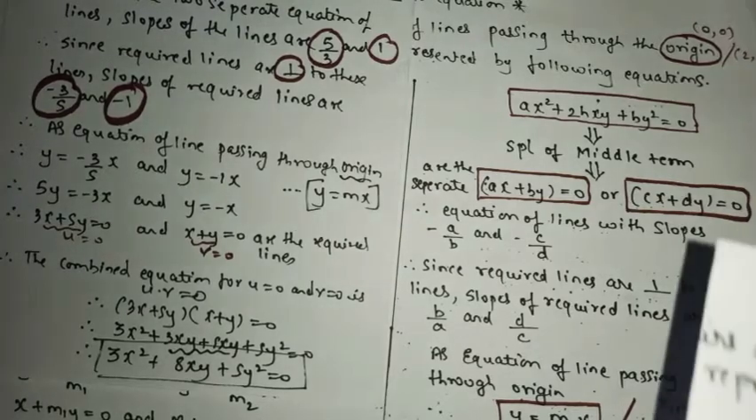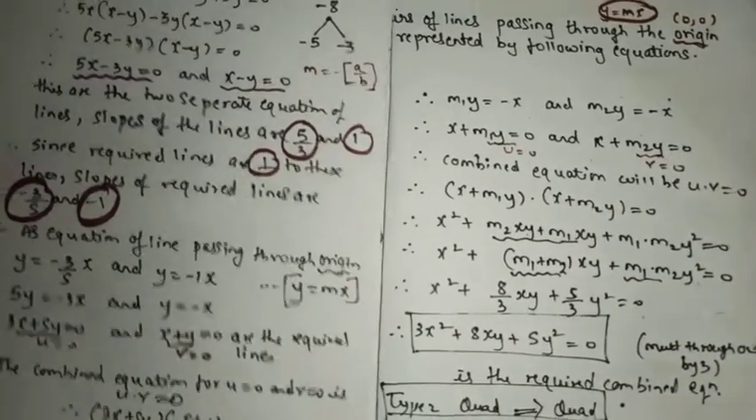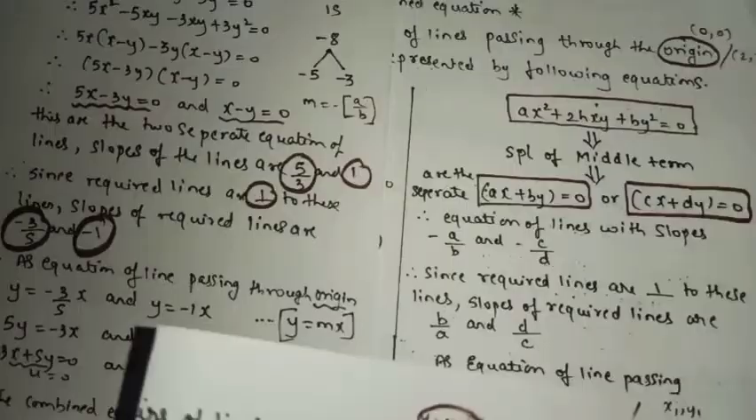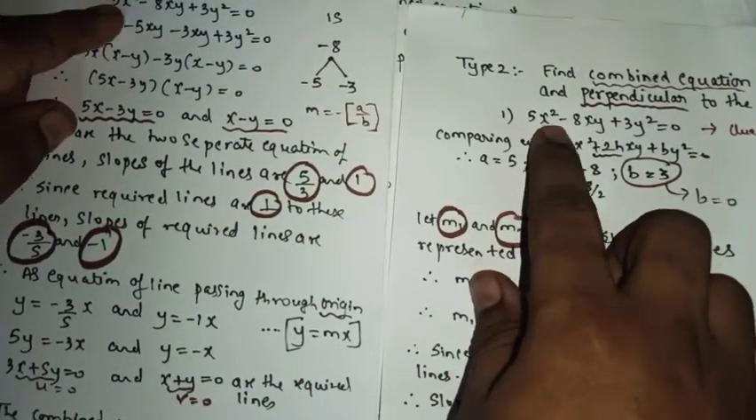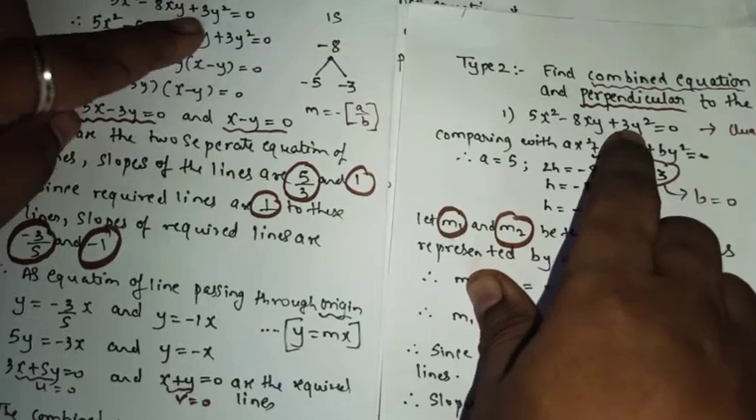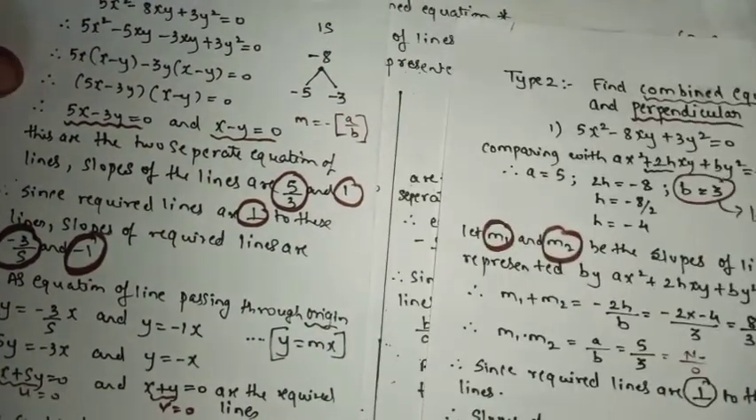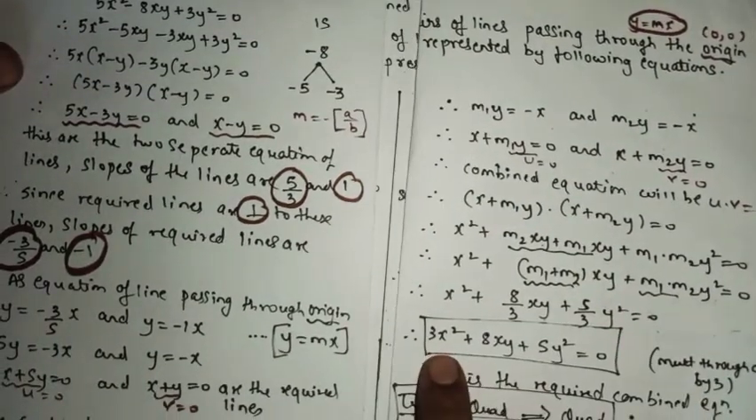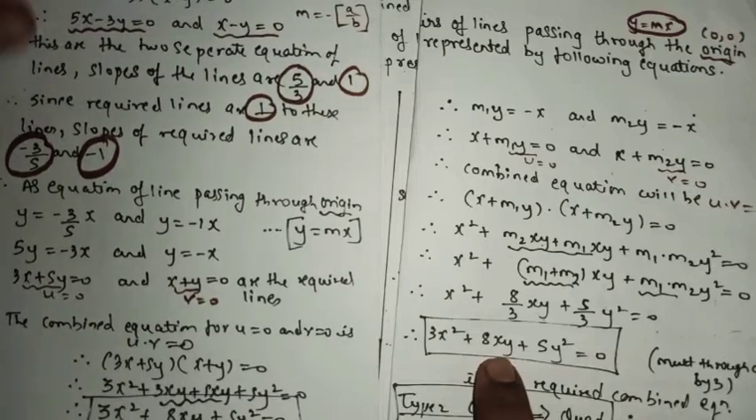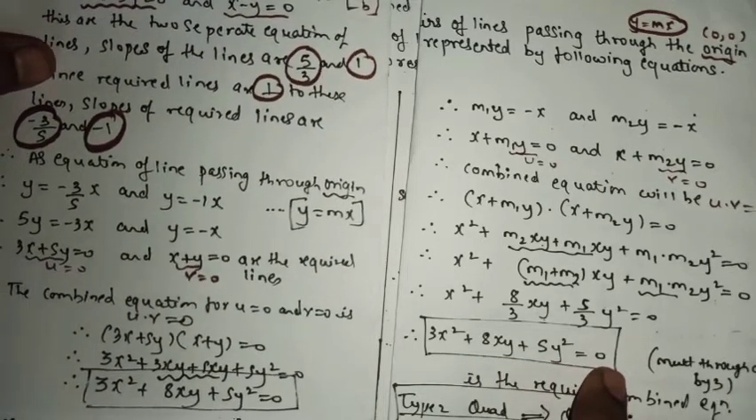in the method number 1 what was the answer. So we took the same example. Can you see the sum? It is 5x square minus 8x plus 3y square equal to 0. In the method number 1, using the concept of sum of the root and the product, here we got the answer 3x square plus 8xy plus 5y square equal to 0.